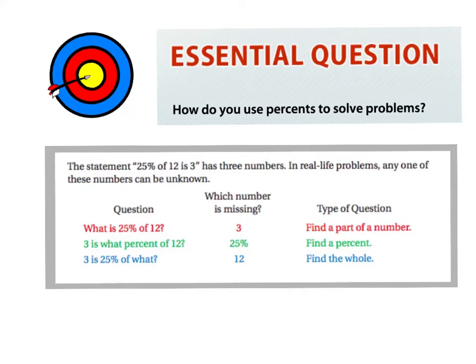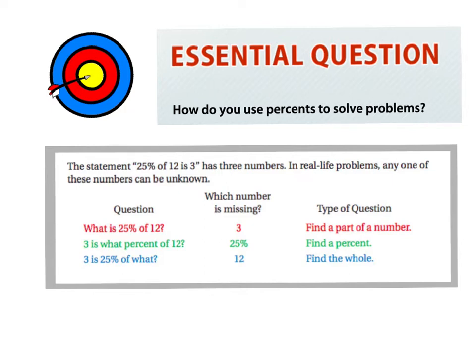This video is to review the lesson 8.3 content, how to use percents to solve problems. When we hear the statement 25% of 12 is 3, it has 3 numbers. In real life problems, any one of these numbers can be unknown.